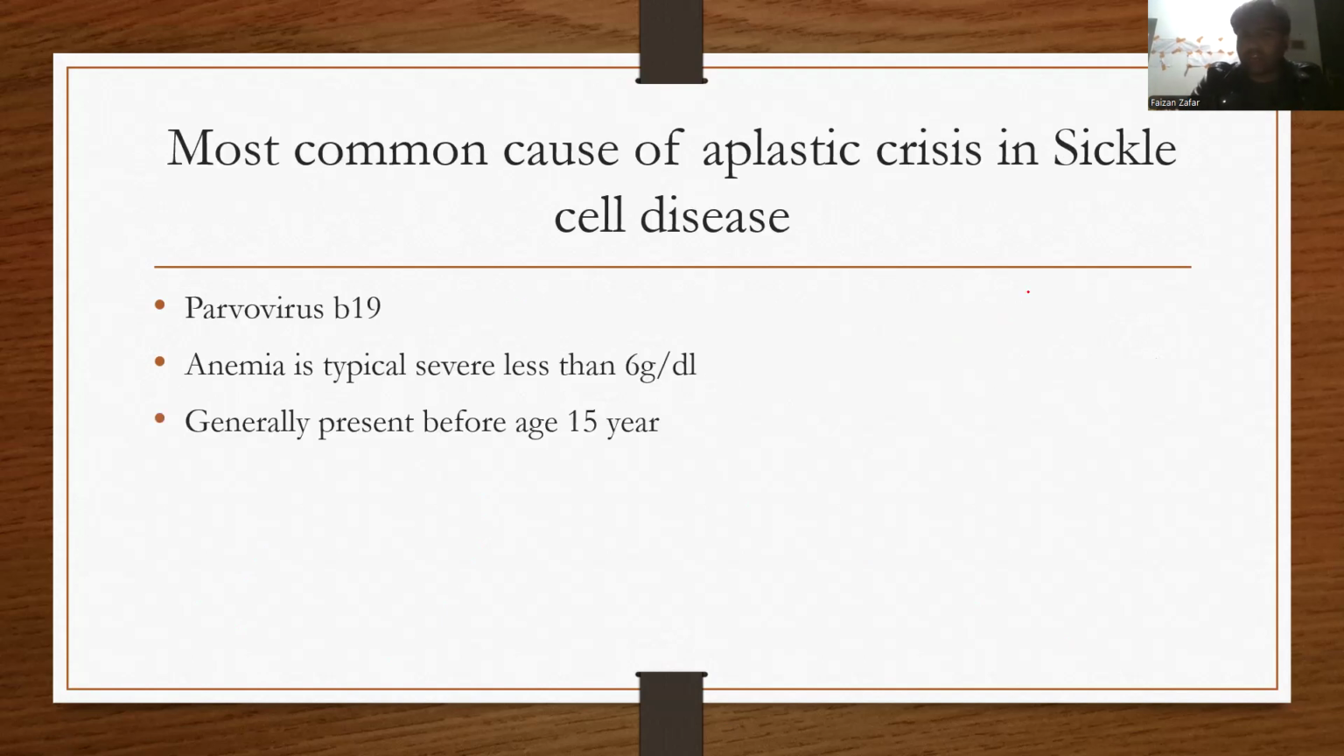Okay, the most common cause of aplastic crisis in sickle cell disease is the famous parvovirus B19, very high yield. Anemia is typically less than 6 grams per deciliter in aplastic crisis. It is generally present before age 15.